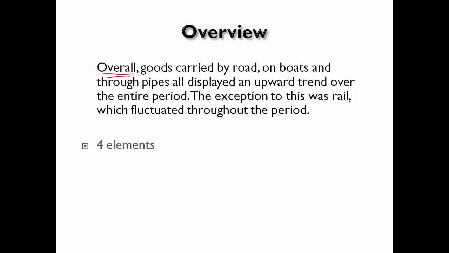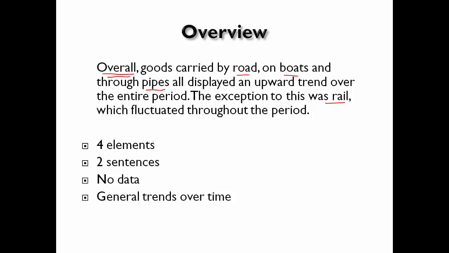So there's 4 elements: road, boats, pipes, and rail. These were the 4 things in the graph. Only 2 sentences, no data, and their general trends over time. And it's the most obvious things. It's easy. Okay, 3 of them go up, 1 of them fluctuates.